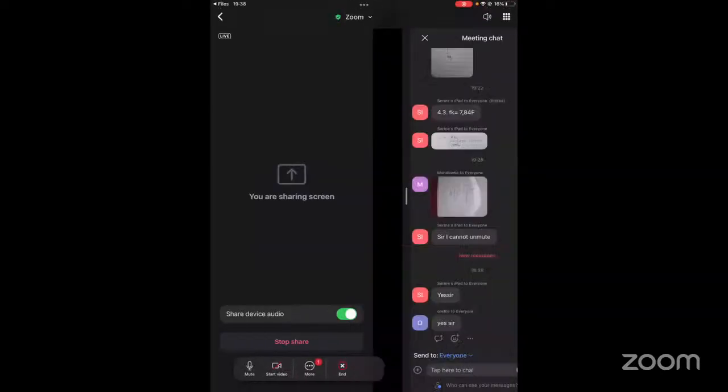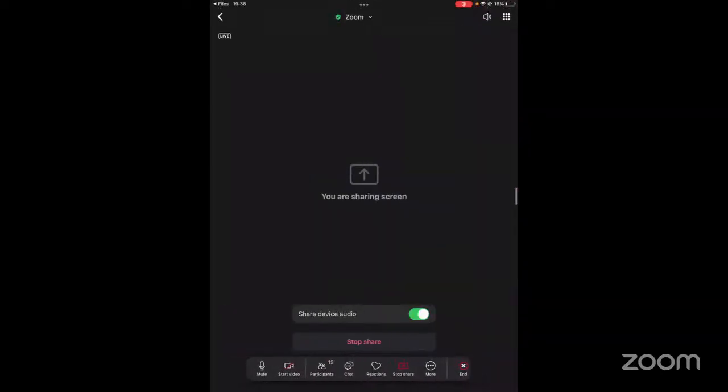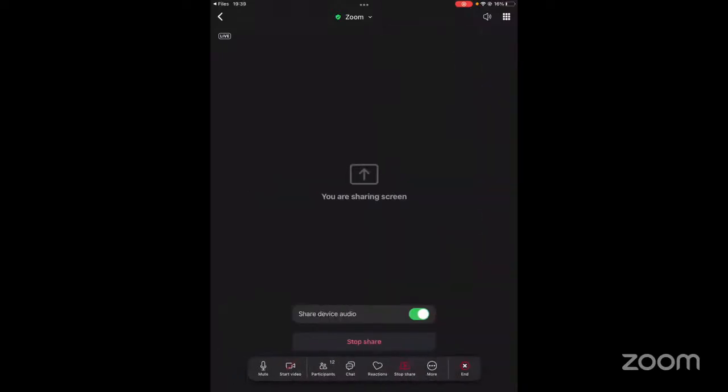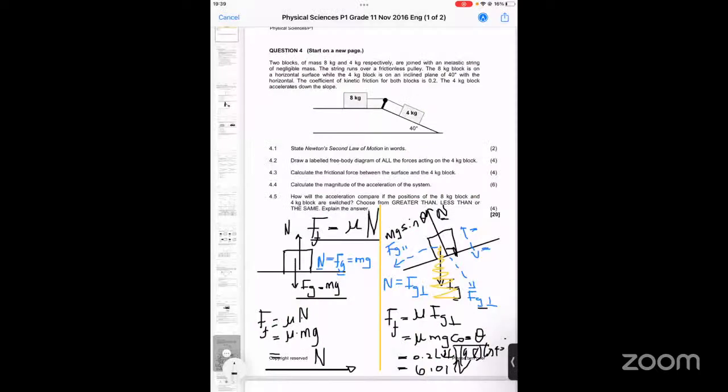Sir, if I heard you correctly, you said if the object is on an inclined surface, in the calculations of the frictional force, we do not include force by gravity. Yes, we don't include force by gravity, but we deal with force gravity perpendicular and force gravity parallel. We deal with its components. Okay, sir. Now I fully understand.